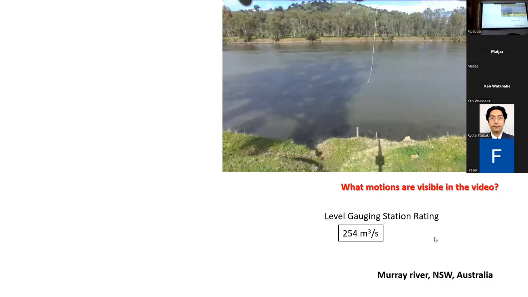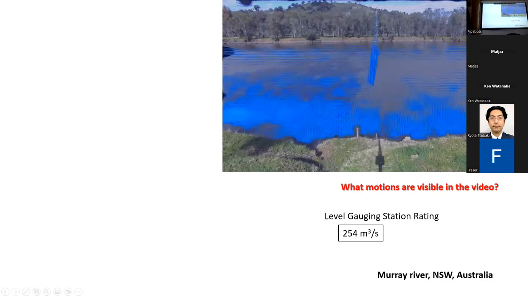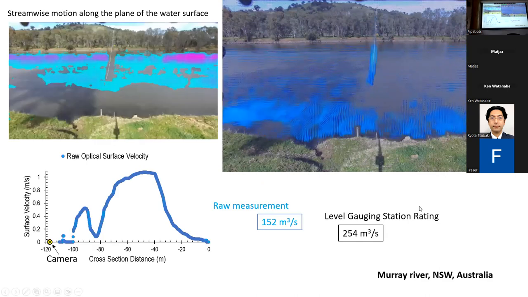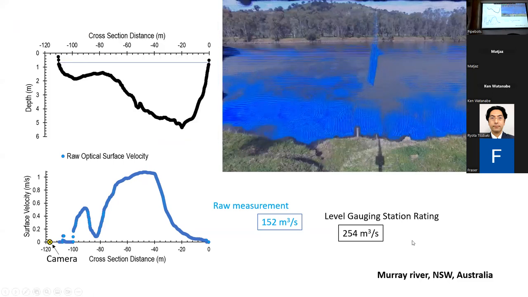If you advance the slide, we can visualize the optical flow motions across that video. You can see there's all types of motions other than just the stream, the motions on the surface itself. Once we get that water level plane, we filter out the motions that are not on the plane of the water surface. So you get rid of the swinging rope in front, which wasn't intentional to have in front of the camera, but it was a good challenge, and all these other capillary waves. So this is the raw optical signal of the flow. If you just took that at face value with the cross section, you get a raw measurement of 152 meters cubed per second, which isn't quite there.